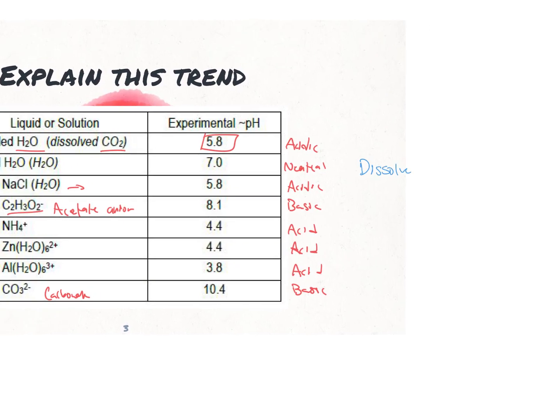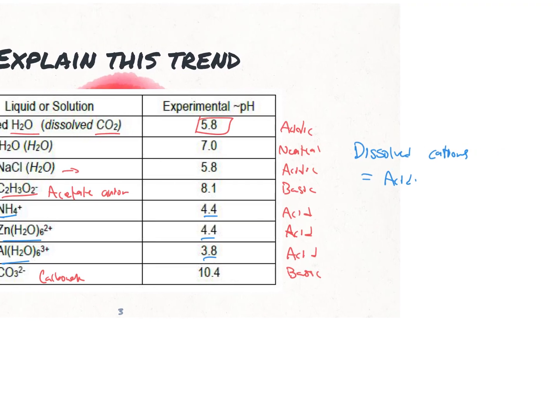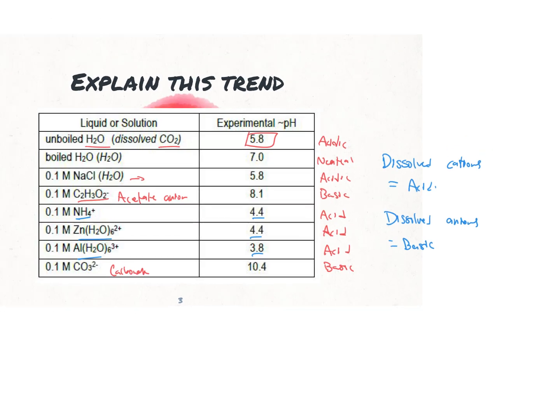And so if we look here, we can generally say two things. Dissolved cations equal acidic. And that's what we see. NH4+, 4.4. Zn(H2O)6 2+, 4.4. Al(H2O)6 3+, 3.8. And dissolved anions equal a basic solution. I'll explain this more in the following slides, but that's generally the trend that we're seeing here.